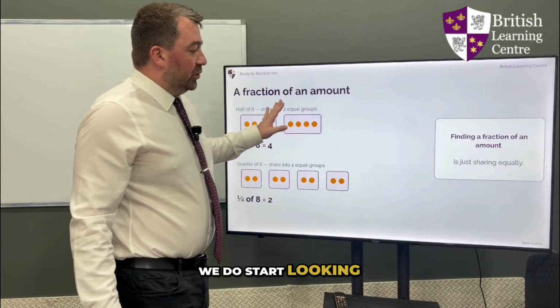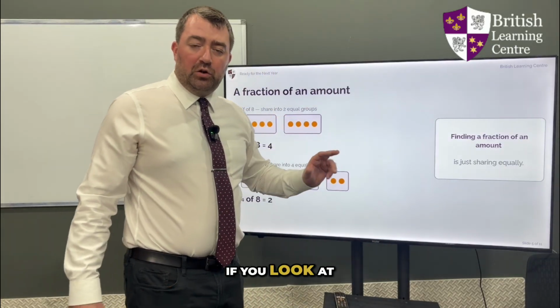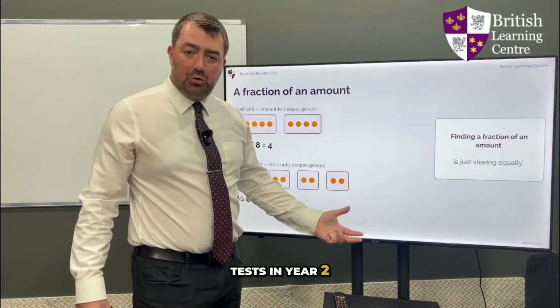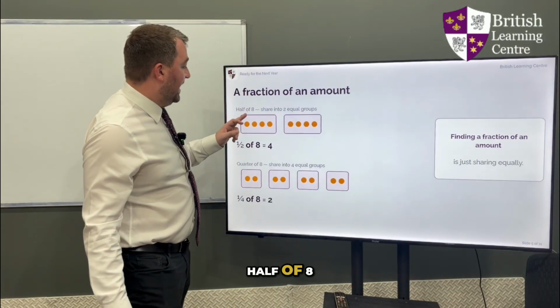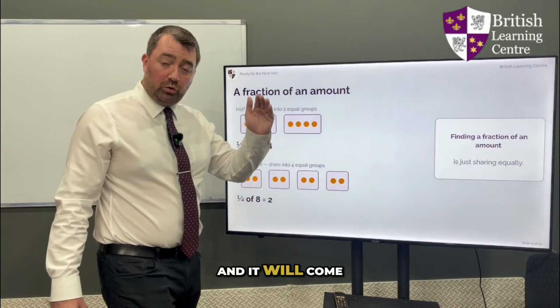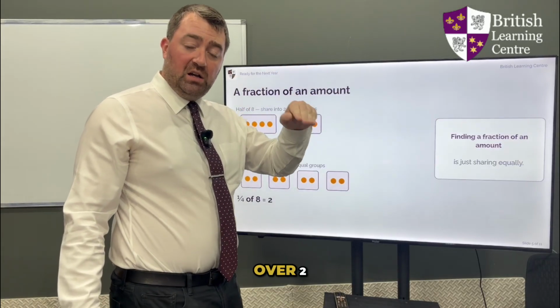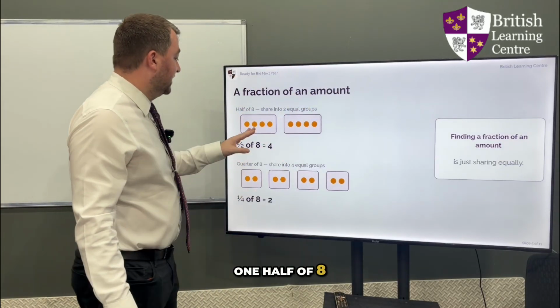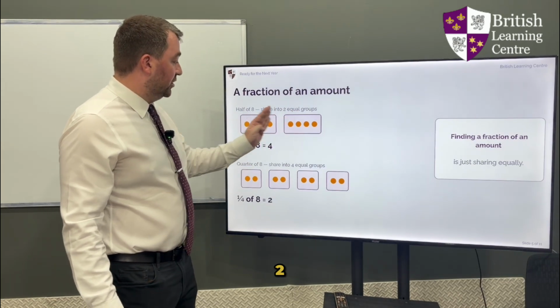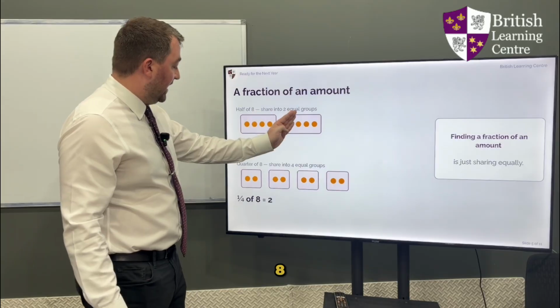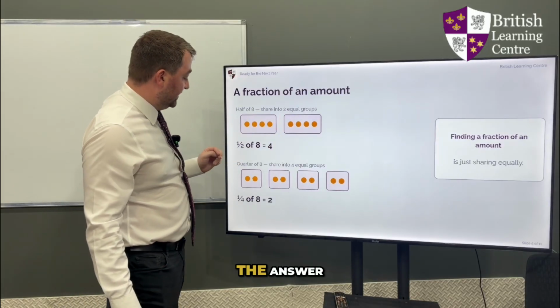We do start looking at fractions of an amount. If you look at some of the arithmetic tests in year 2, you will see that. We do them at my school. So, half of 8. What is half of 8? And it will come as a fraction, 1 over 2. 1/2 of 8. We have the 2 parts and we put 4 on each side. 1, 2, 3, 4, 5, 6, 7, 8. End up with the 4 as the answer.